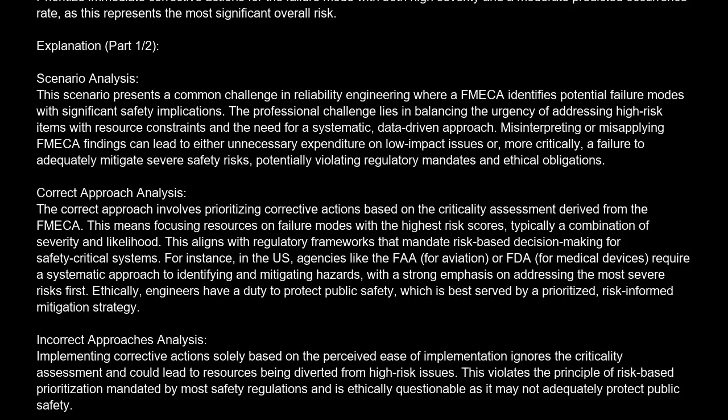The correct answer is A. Prioritize immediate corrective actions for the failure mode with both high severity and a moderate predicted occurrence rate, as this represents the most significant overall risk.